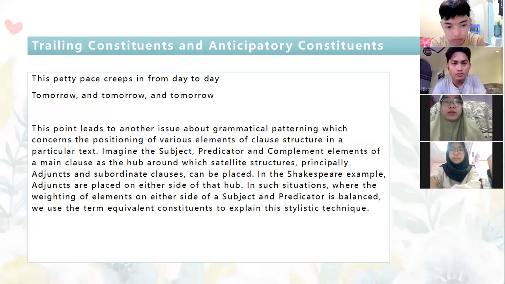I think that's all from me. Back to moderator. Okay, thank you, Mutiara, for your explanation. Now we are going to have Wahyu to read our next material.